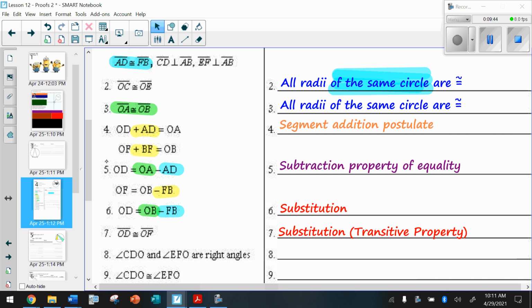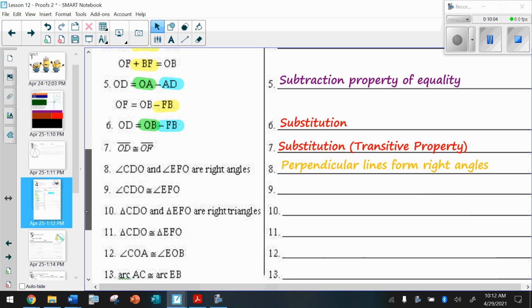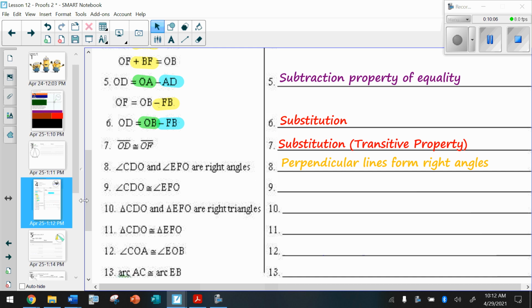Now you might be able to finish the proof from here. Out of the given information, why is CDO a right angle and why is EFO a right angle? Why are they right angles? You may have already written it down and I'm just wasting your time. Hopefully not. Perpendicular lines form right angles. That is totally true. And if they're both right angles, then all right angles are congruent, so we can say they're congruent to each other.